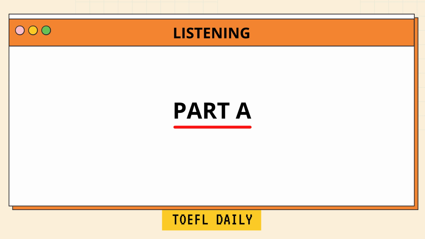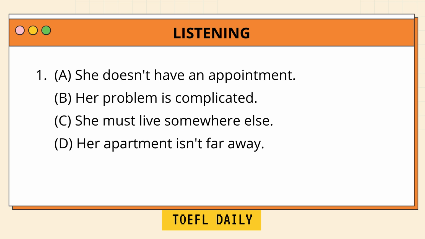Now let's begin with the first conversation. Number 1. Excuse me, do you know which apartment Sally Hill lives in? Sally Hill? As far as I know, she doesn't live in this apartment complex at all. What does the man imply about Sally Hill?